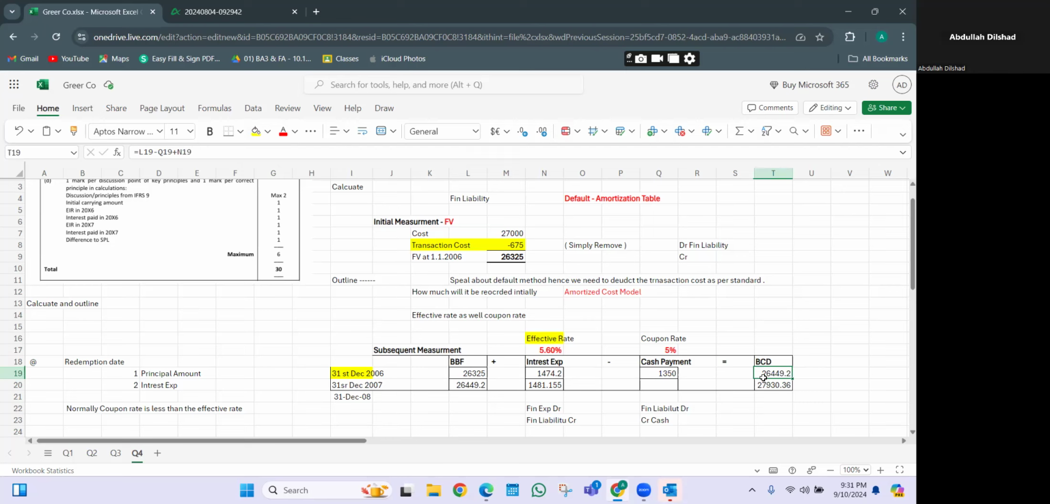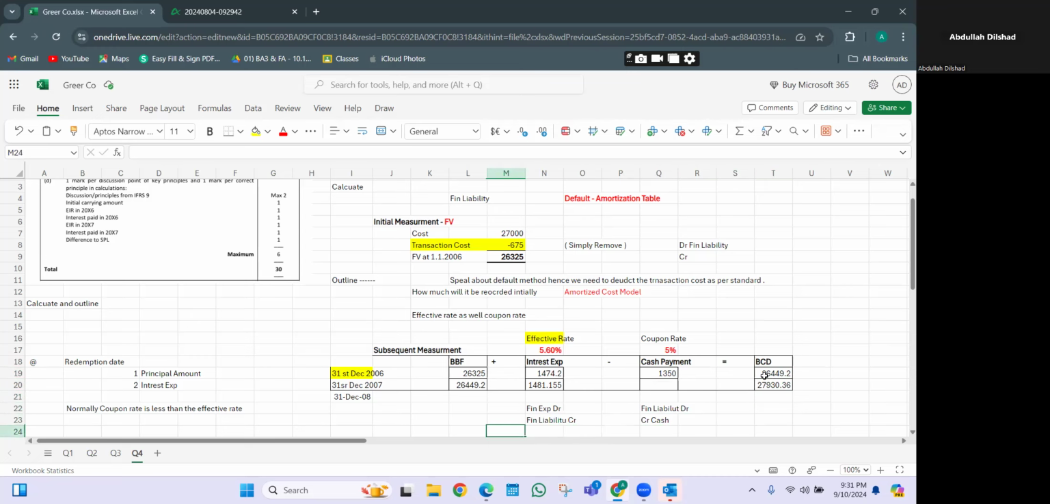And finally, you can mention that as at 31st December 2006, at the reporting date or the closing year end, you need to include 26,449.2 as your financial liability. You started off the year with 26,325. You had an increase in liability of 1,474. You had a reduction from payments of 1,350. So the remaining amount goes to your financial liability.